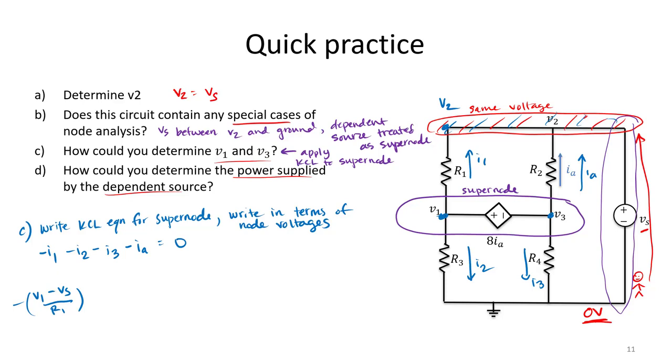So notice if I'm plugging it in to Kirchhoff's current law, I get that. I2, notice that's V1 minus 0 volts divided by R3. Then we have current I3, well that is just V3 minus 0 over R4. And then finally we have V3 minus V2, or minus IA. Let's call V2 Vs here just to be consistent.